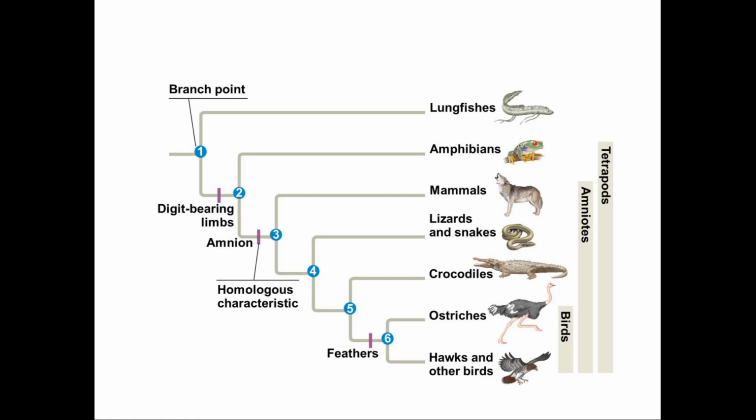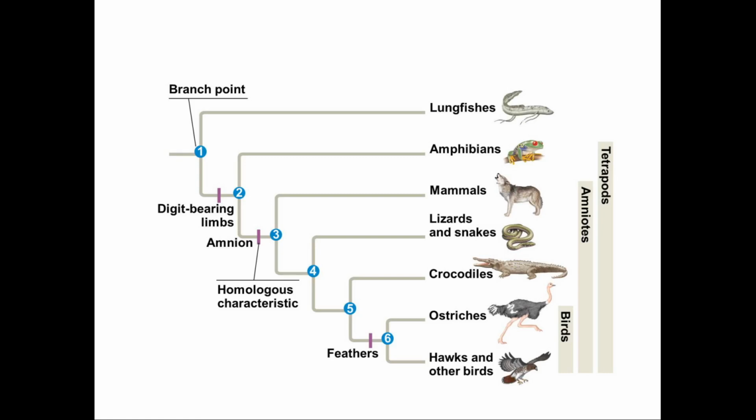Hawks and other birds are more closely related to ostriches than they are to crocodiles, and crocodiles are more closely related to lizards than they are to mammals. And so we begin to see these relationships forming here or displayed. The points of intersection are common ancestors.